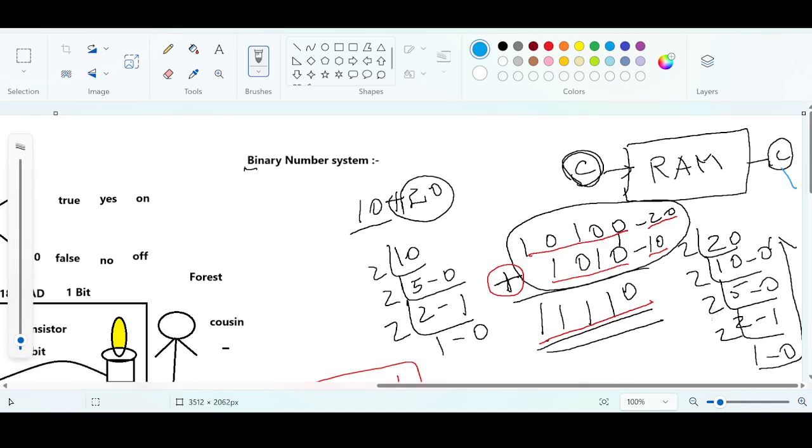So it will convert the resultant binary to decimal, and it will give 30 as an output. Okay, 10 plus 20 is 30. We know that 10 plus 20 is 30. How will the machine understand that 10 plus 20 is 30? Okay, let me take another example.